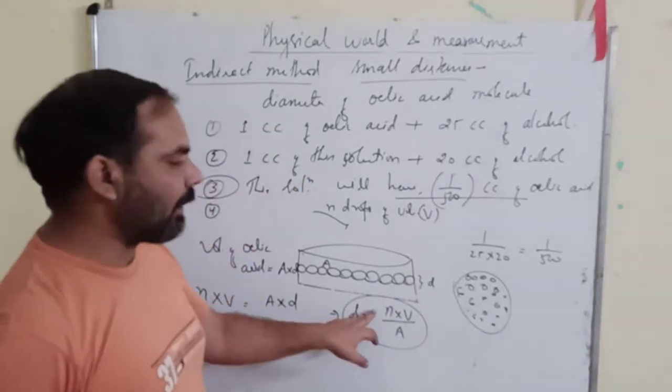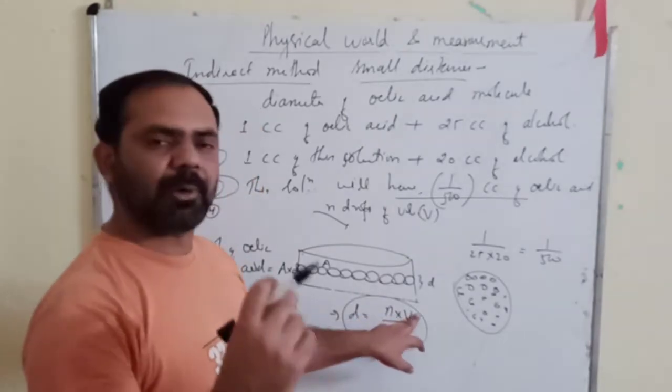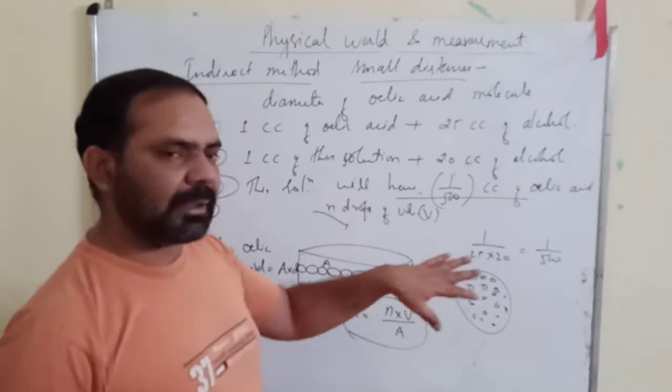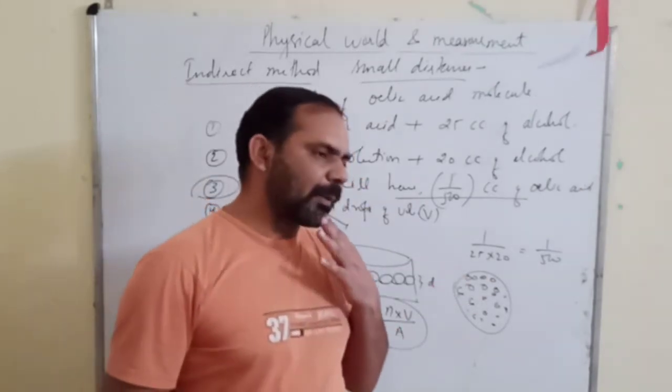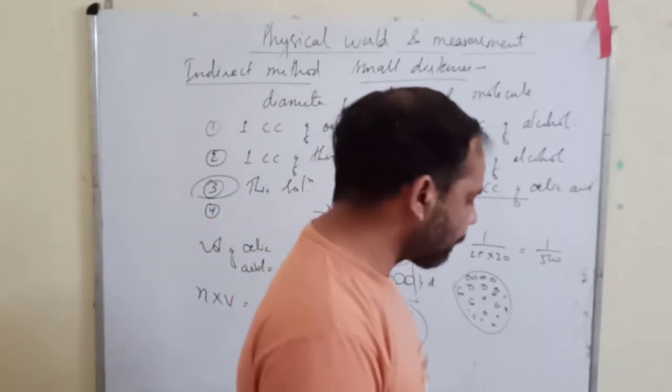What was N? The number of drops you poured inside the vessel. V is the volume of each drop, and A is the area of the surface. How can you find the area of the surface? You can find it by the method of graph.